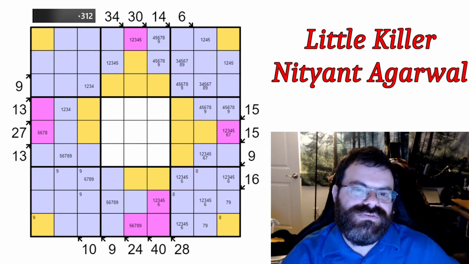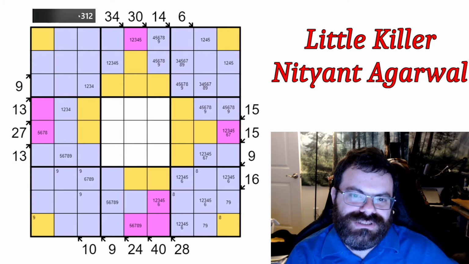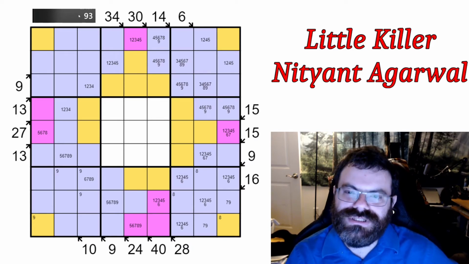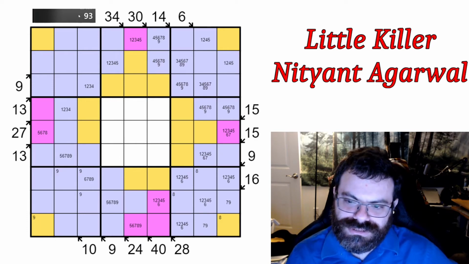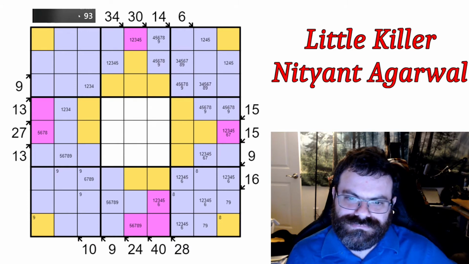So 405 minus the orange plus the purple is 312. So 405 minus 312 is 93. So 405 minus orange plus purple is 93. So 93 is purple minus orange. Did I say that wrong?